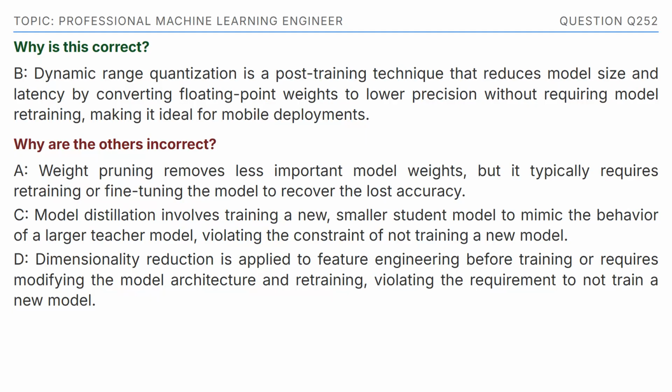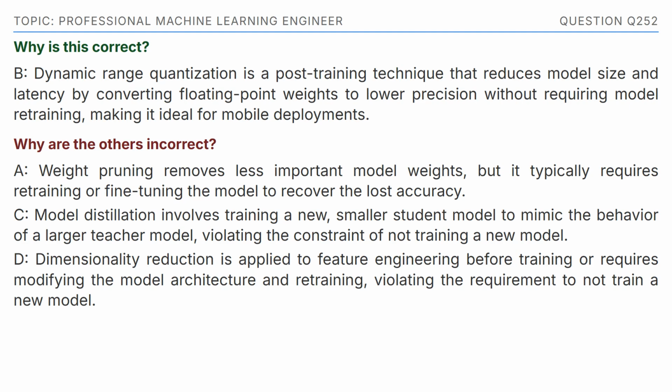Why is this correct? B. Dynamic range quantization is a post-training technique that reduces model size and latency by converting floating point weights to lower precision without requiring model retraining, making it ideal for mobile deployments. Why are the others incorrect?